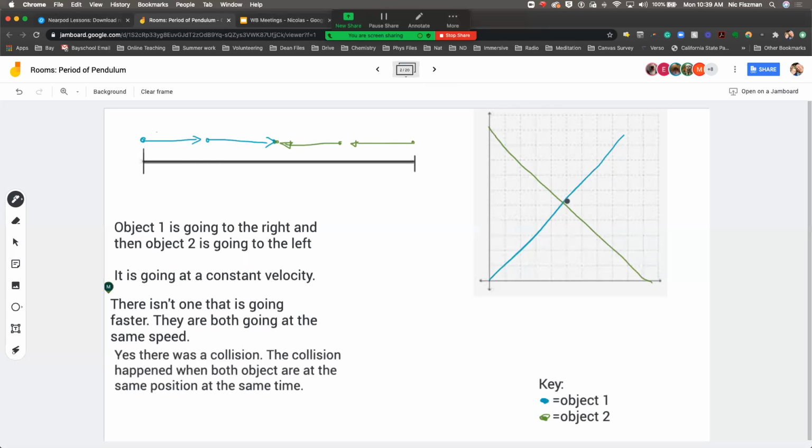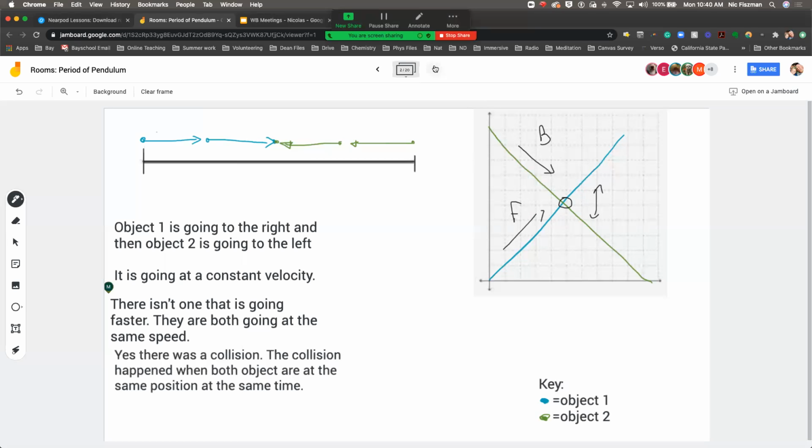And when they collided right here, where the lines intersect, and then object green probably, so this object went this way, right? So that's backwards. This object went this way, that's forwards, right? And then when they collided, which is right here, then they probably bounce off each other. So those two lines should be interchanged, right?